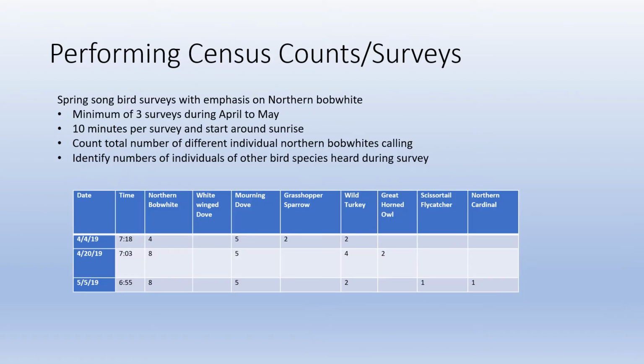My third practice that I will perform every single year is performing census counts or surveys. I use spring songbird surveys with emphasis on northern bobwhites. I did a minimum of 3 surveys during April and May. Each survey was a 10-minute sit at a site starting approximately at sunrise, and I identify the total number of individual northern bobwhites calling within, usually for bobwhites, about 3, 4, 500 yards that I could hear.